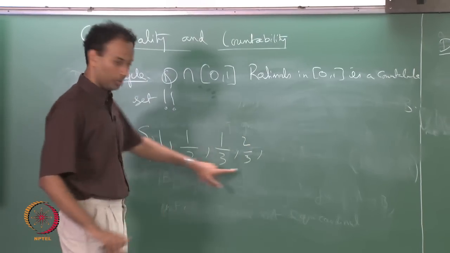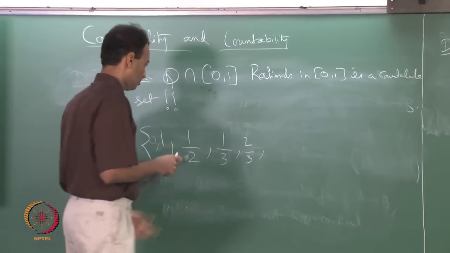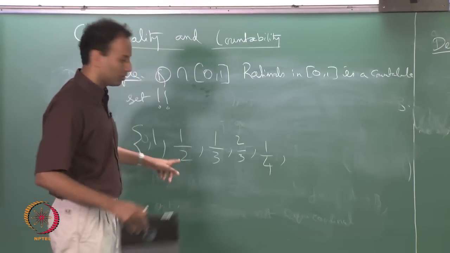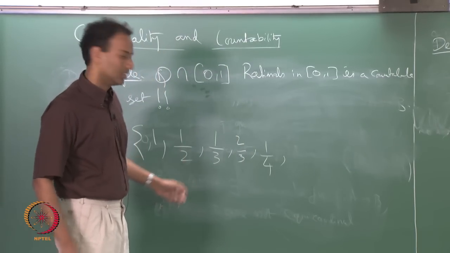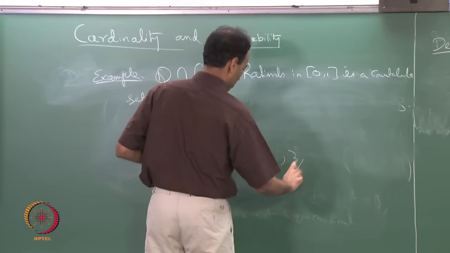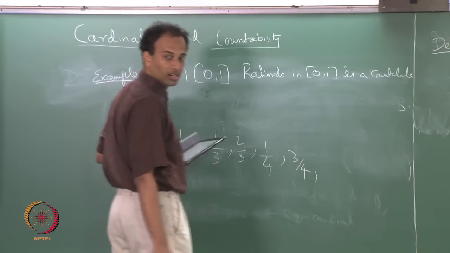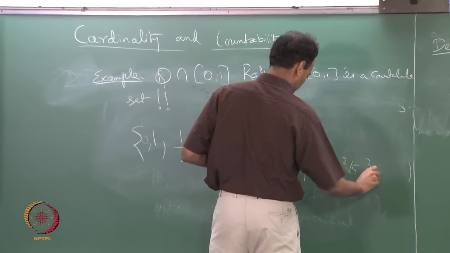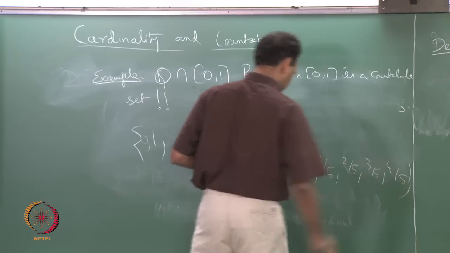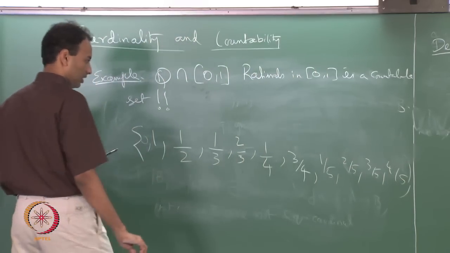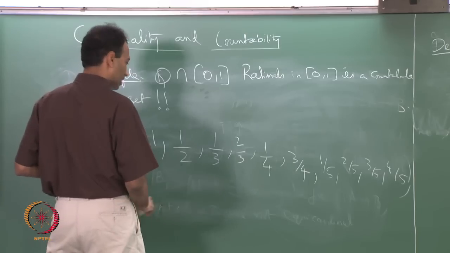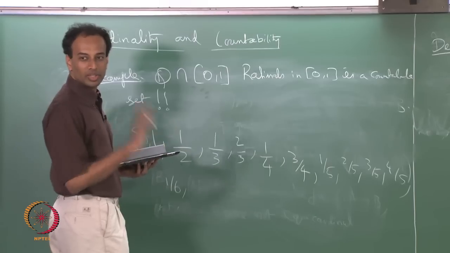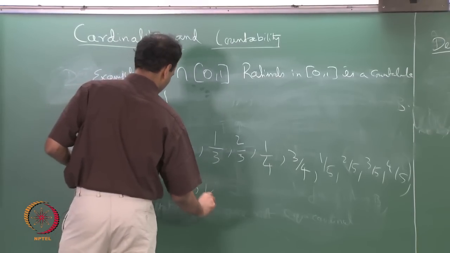okay. So I am increasing the denominators. Then I do 1/4. Now I don't do 2/4 because it's already there. 2/4 is a half, right? Then I put 3/4. 4/4 is already there, 1, right? And then 1/5, 2/5, 3/5, 4/5. And so on and so forth, right? 5/5 is already there. Then I have 1/6, 2/6 is already there, 3/6 is already there, 4/6 is already there. Then 5/6 and so on.